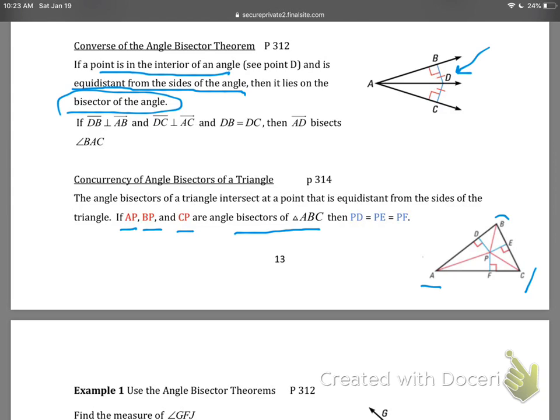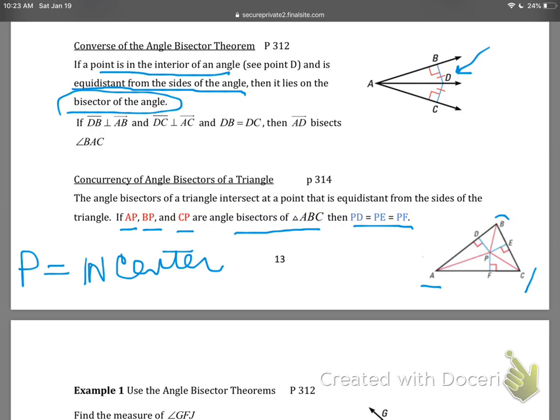They're all going to be the same. Now notice, those three segments that we just identified are going to be perpendicular to the sides of the triangle. So notice that as well. All right? And what is this point of concurrency called? That point is called the in-center. So P equals the in-center.